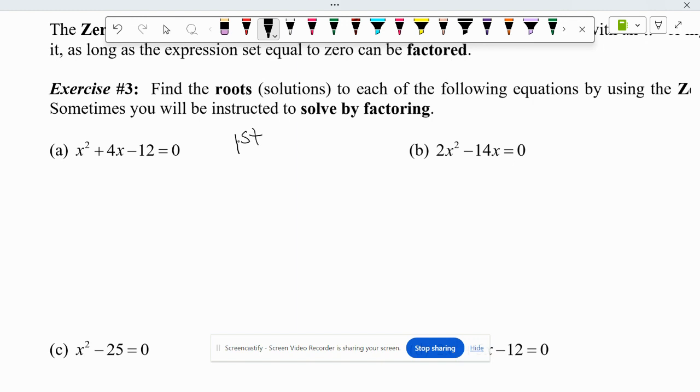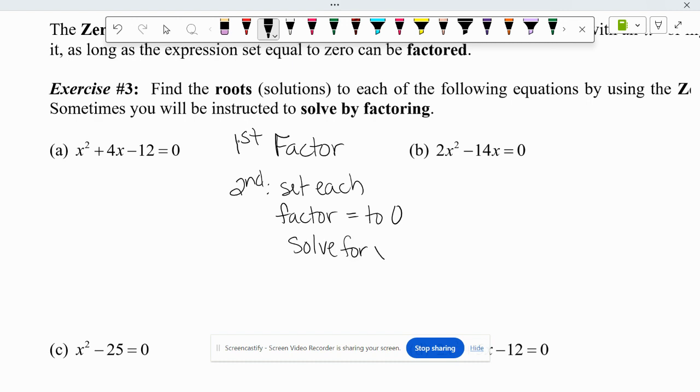So we have to factor it first. So first we factor, and then second we set each factor equal to 0 and solve for x, which is exactly what we did on the first page. So let's look at example A. I'm looking for two numbers that multiply together to give me negative 12, that when I add them, I get positive 4.